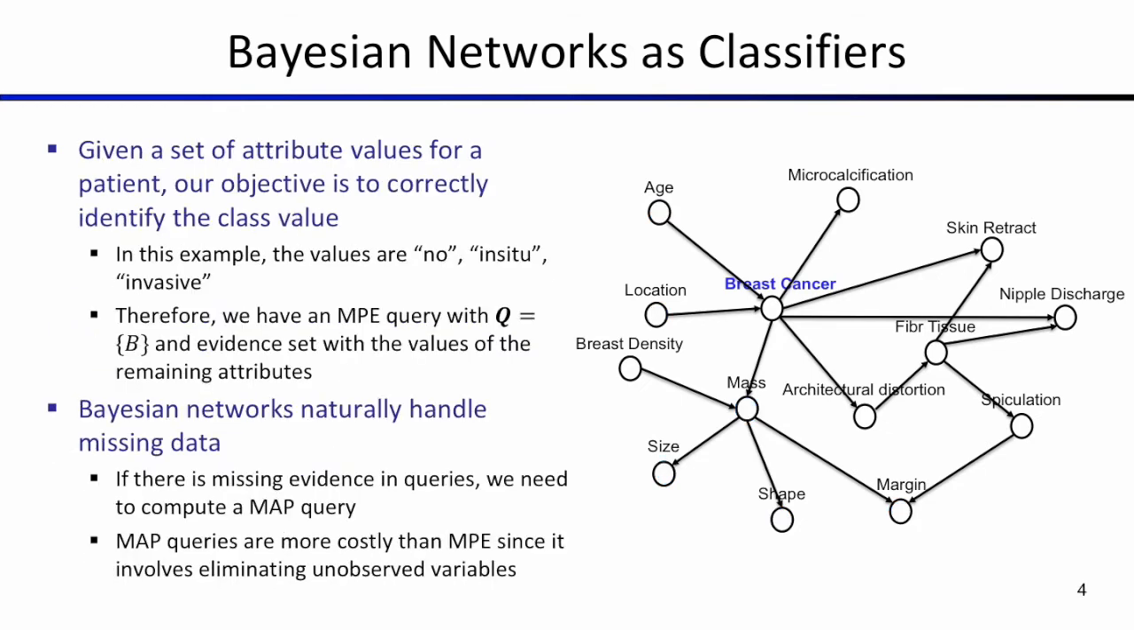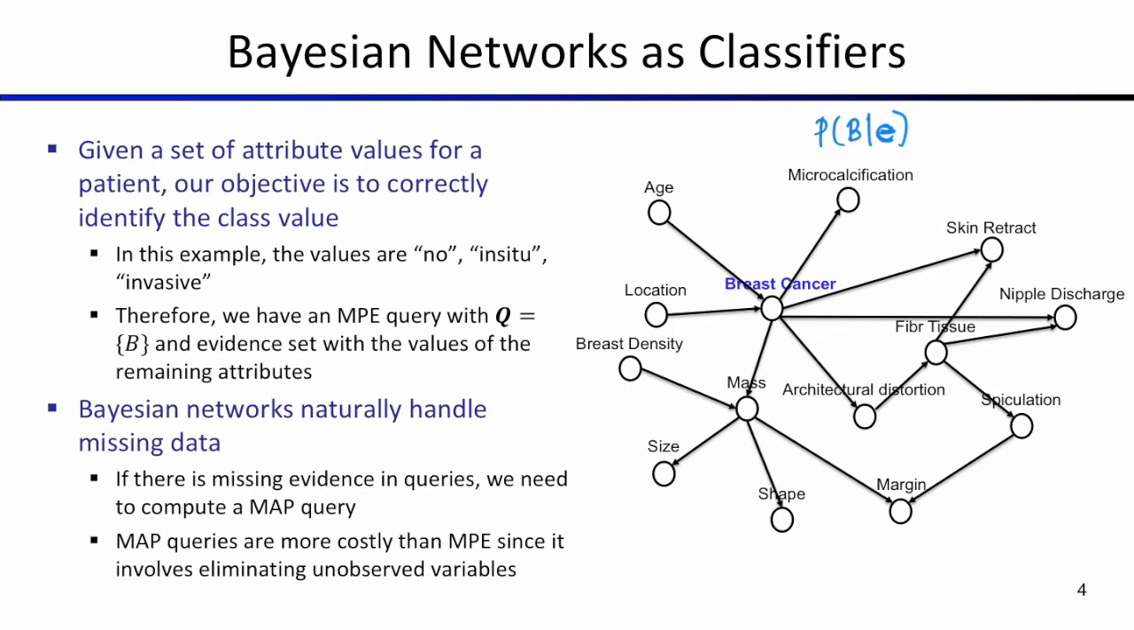Okay, so let's talk a little bit more about the query that we want to make when we are working with Bayesian networks as classifiers. As I was saying in the previous slide, we are interested in computing the probability of B, that is our query, the breast cancer, given the evidence E. And the evidence E is basically all the information that we have about all the attributes that compose the example that we want to classify.